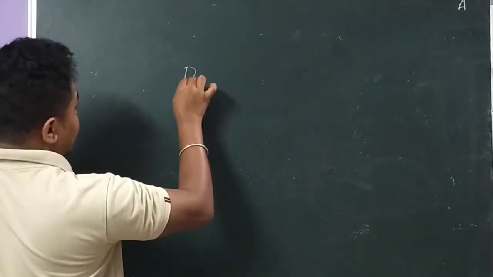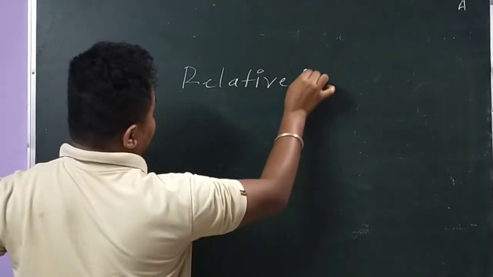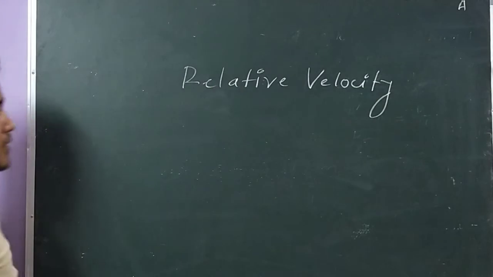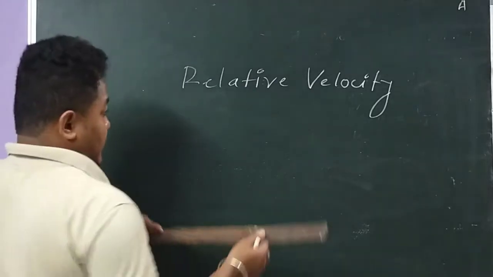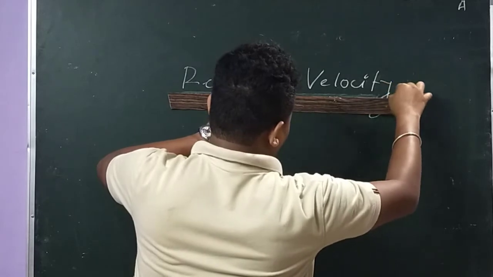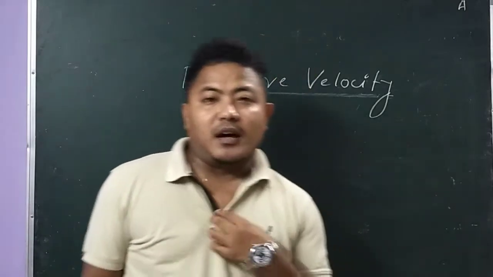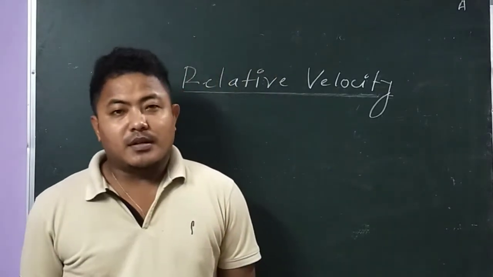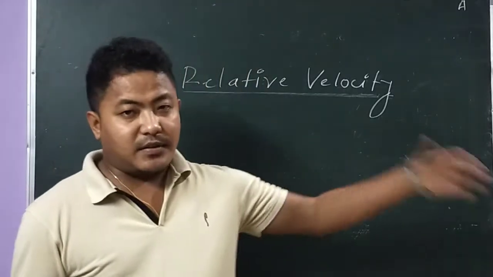You please write down relative velocity. So what does relative velocity mean? We'll discuss today. We all know what velocity is; we have discussed it earlier. So we'll come to know today about relative. What is actually meant by relative? That means comparison. You're comparing with some other object, then that is relative.